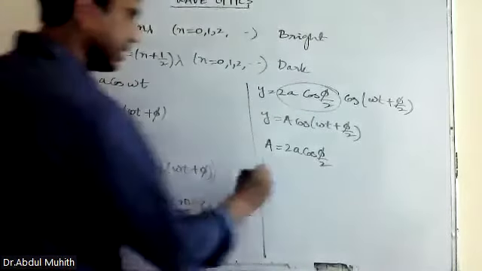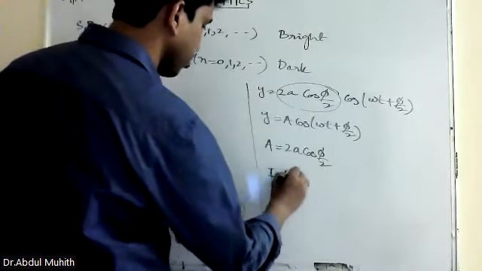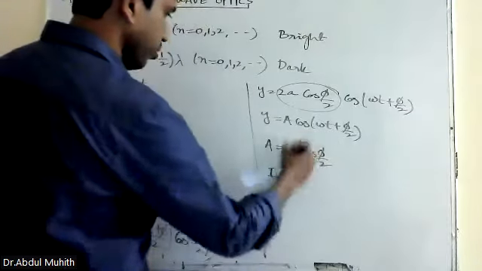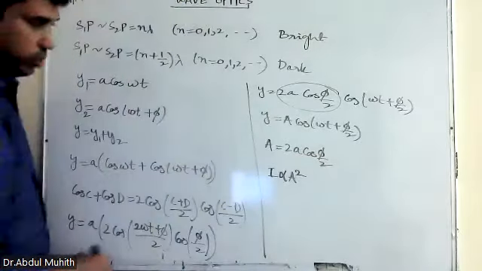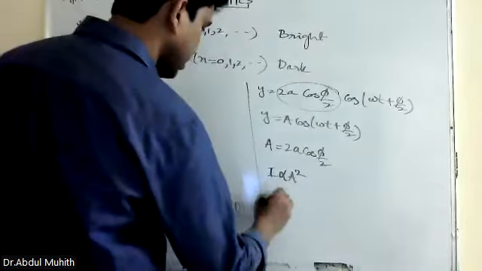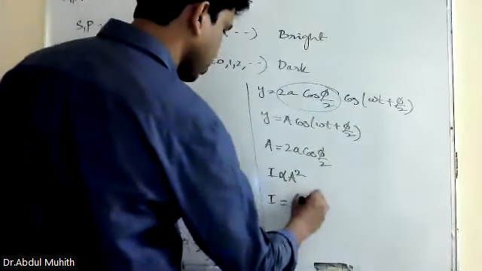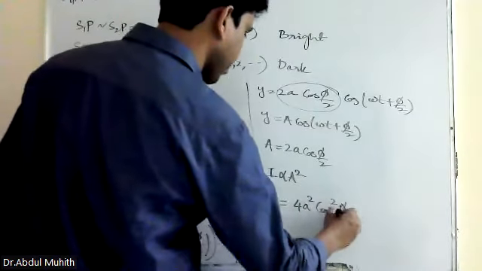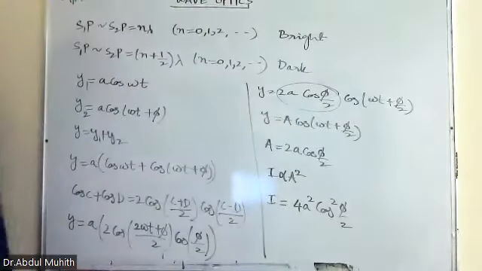Therefore, intensity of light. We already know that intensity is proportional to the square of the amplitude. The whole thing is the amplitude, so intensity I is equal to 4a square cos square (phi by 2). This is the whole amplitude now. Is that clear to all of you? Yes, sir.